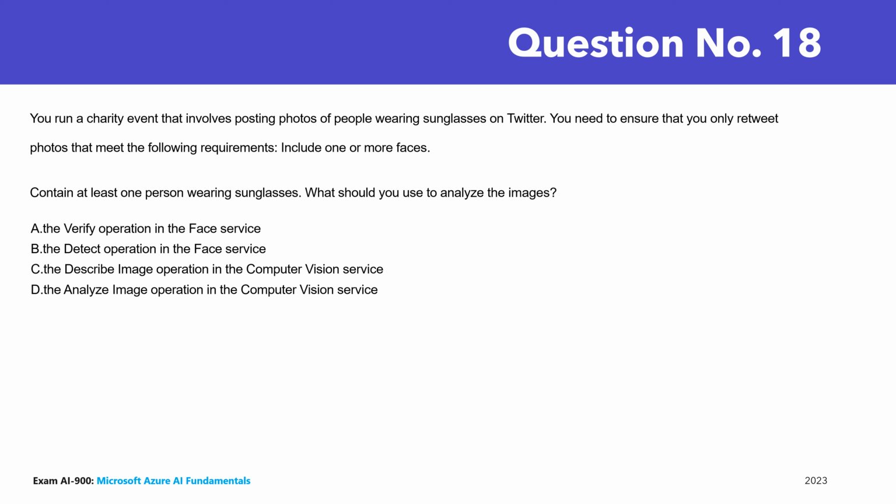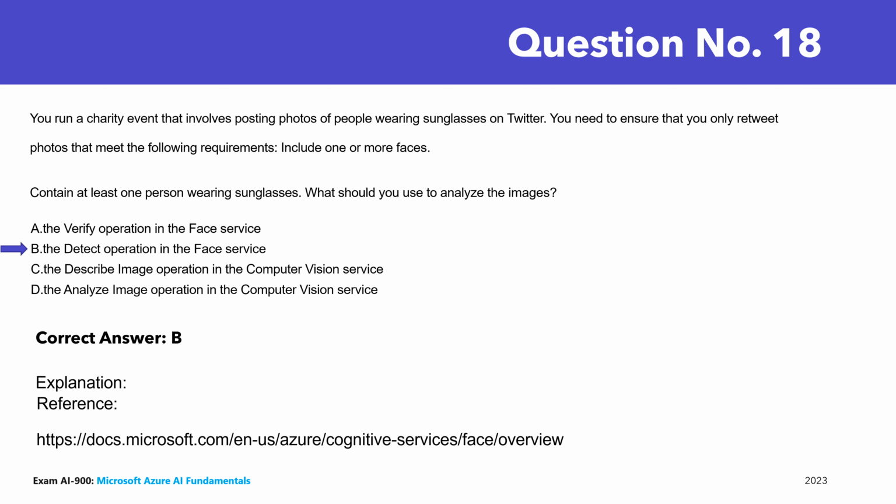You run a charity event that involves posting photos of people wearing sunglasses on Twitter. You need to ensure that you only retweet photos that meet the following requirements: include one or more faces, and contain at least one person wearing sunglasses. What should you use to analyze the images? A. The verify operation in the face service. B. The detect operation in the face service. C. The describe image operation in the computer vision service. D. The analyze image operation in the computer vision service. Correct answer, B.